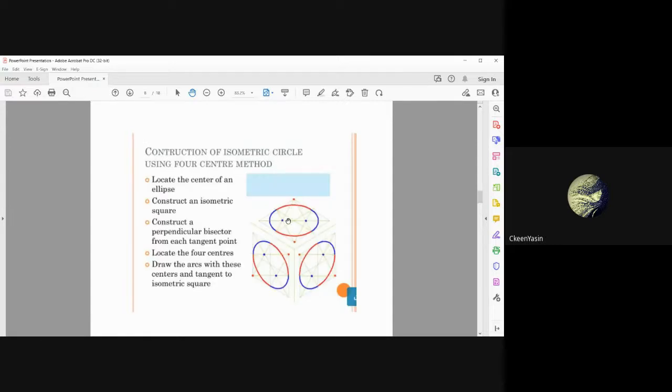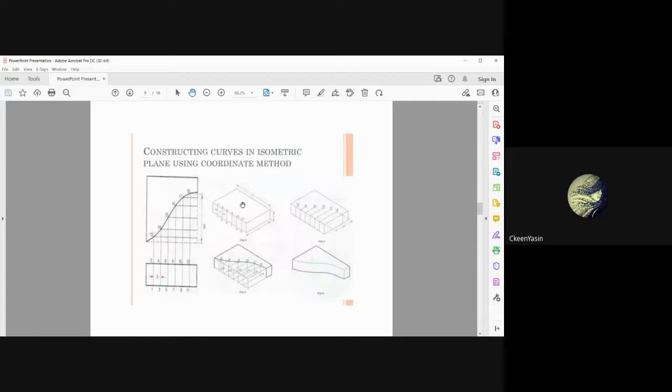Okay, can you understand this? Because some of the students come to me and ask how to draw a circle. Okay, this is how. Very simple. Whatever it is, you have to start with the box first. Isometric the box.